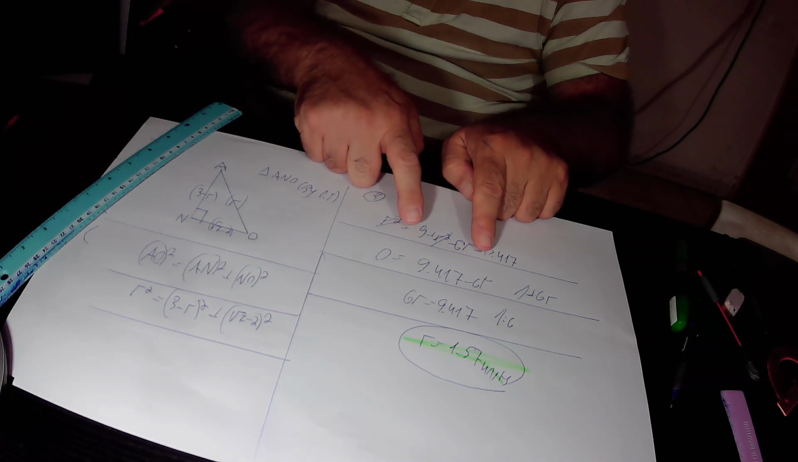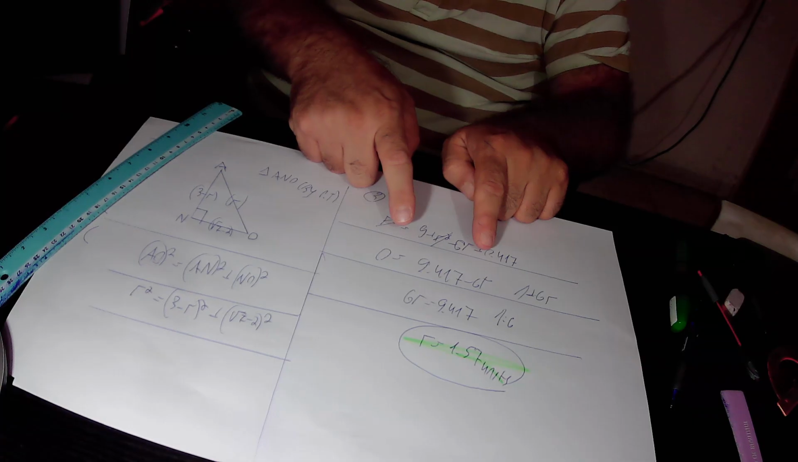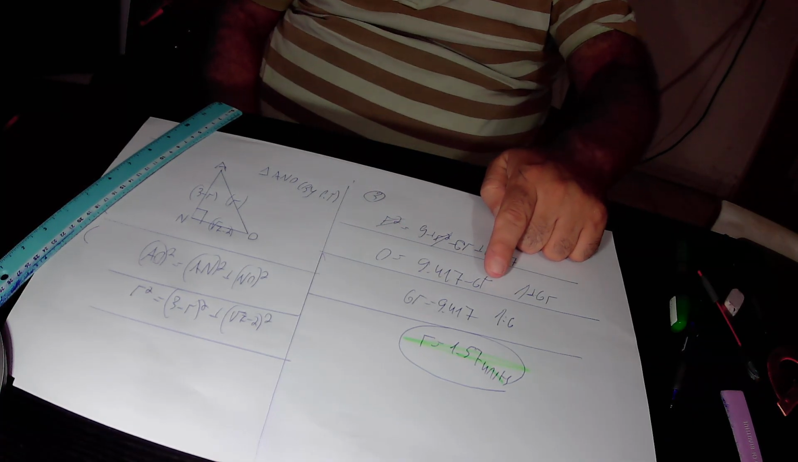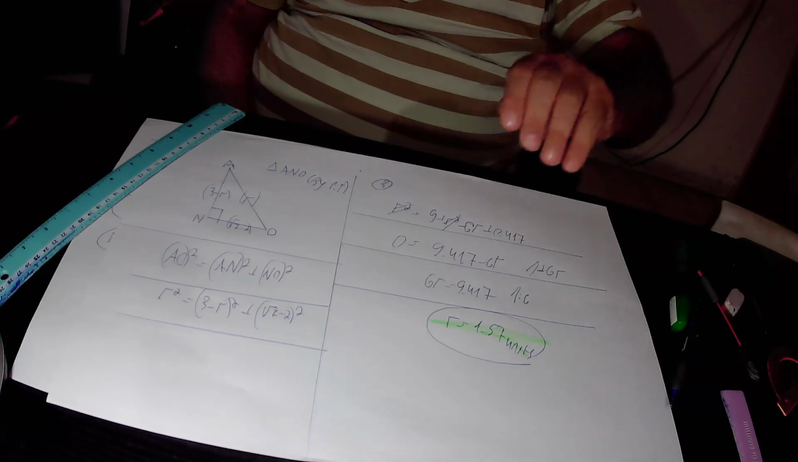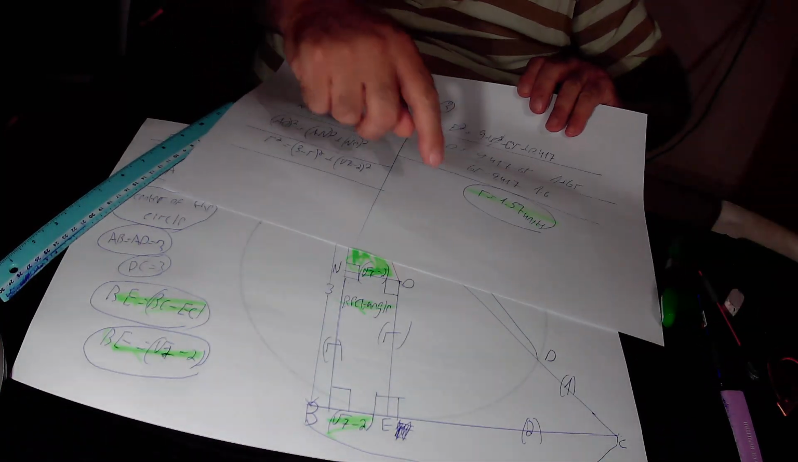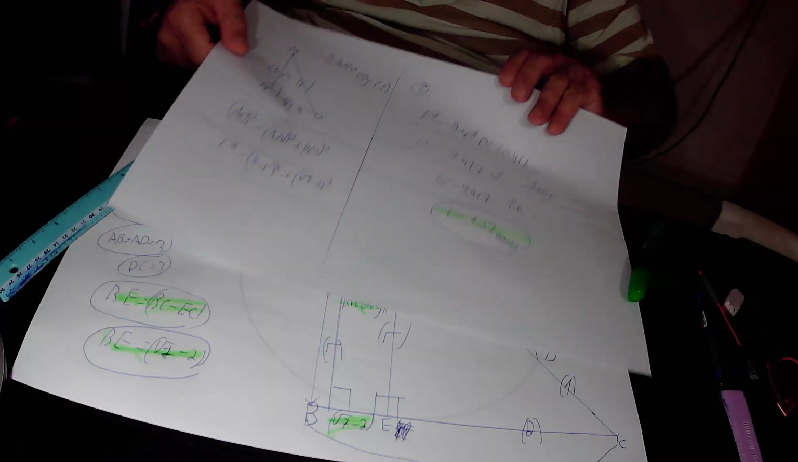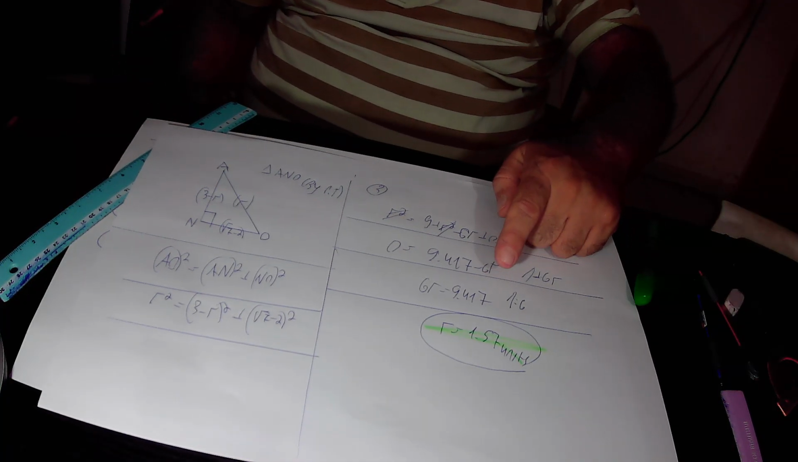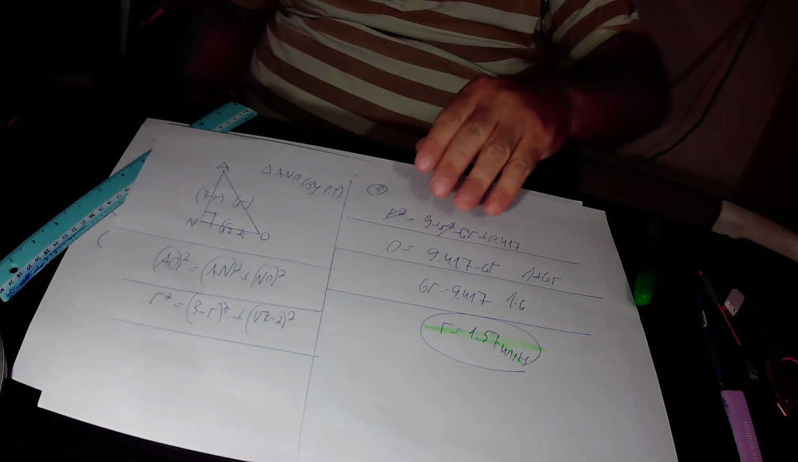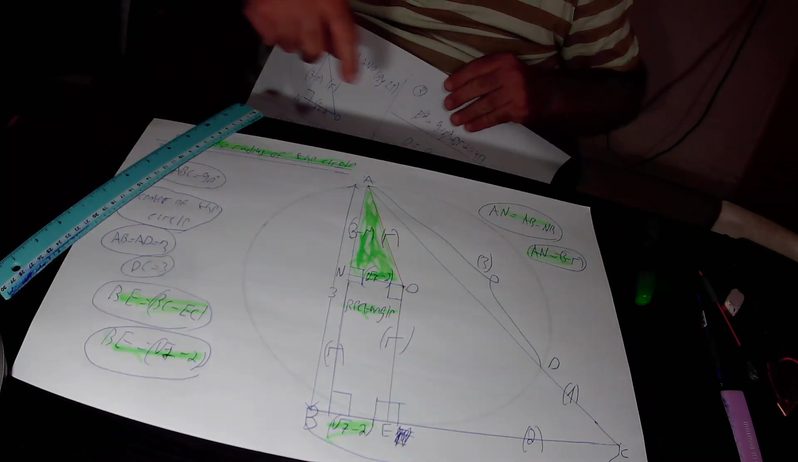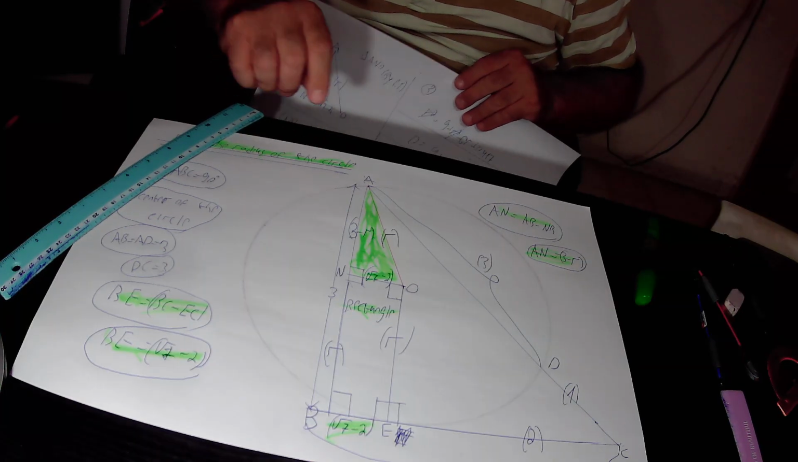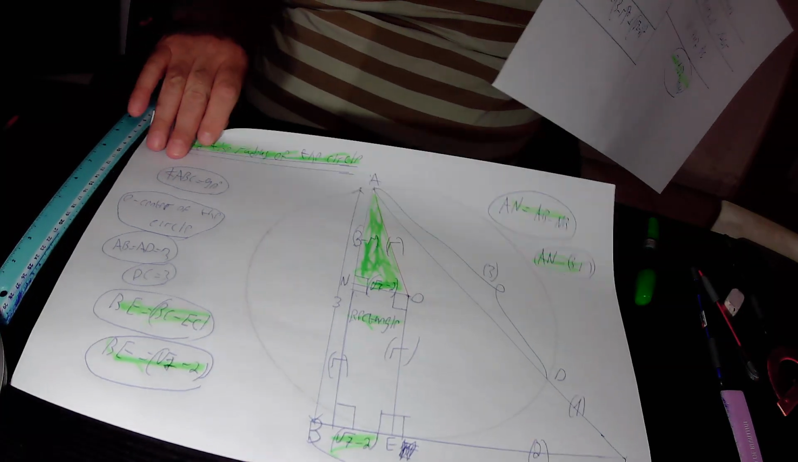Here we added 6R to both sides of this equation, and we found that 6R equals 9.417. Here we divided this equation by 6 and finally found that the radius of this circle, the radius we are looking for in this question, is equal to 9.417 over 6, that is 1.57 units in length. I repeat, the radius of this circle R equals 1.57 units in length. We finish with the first question.